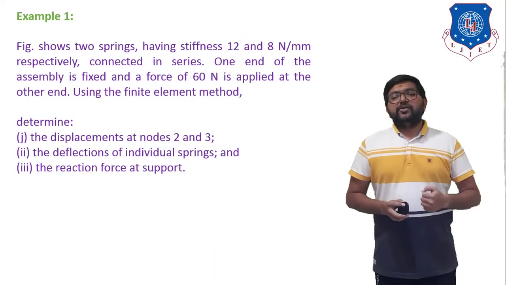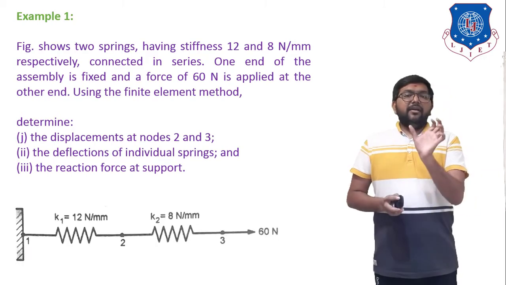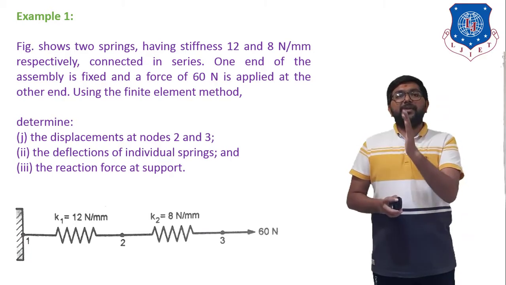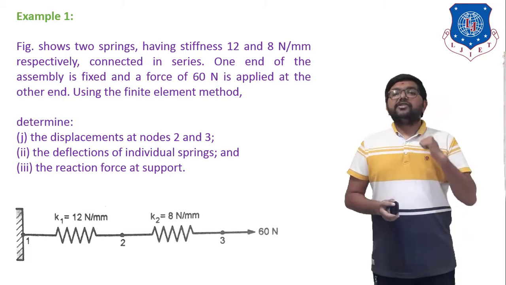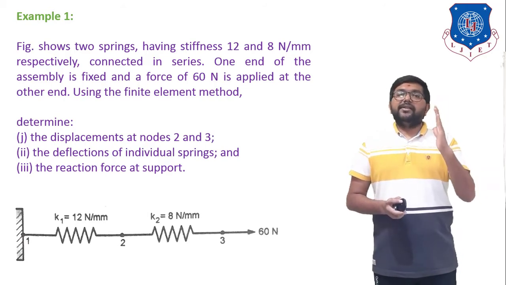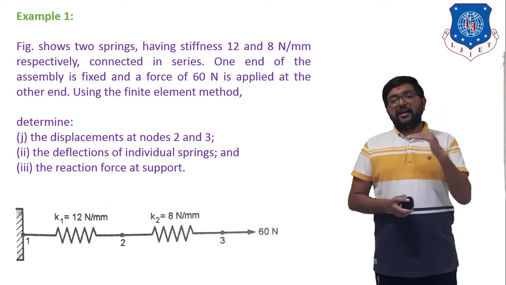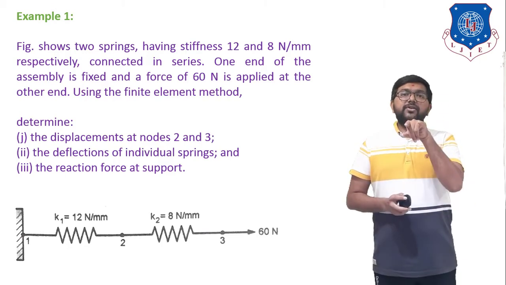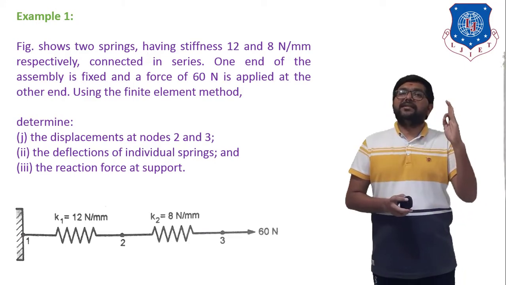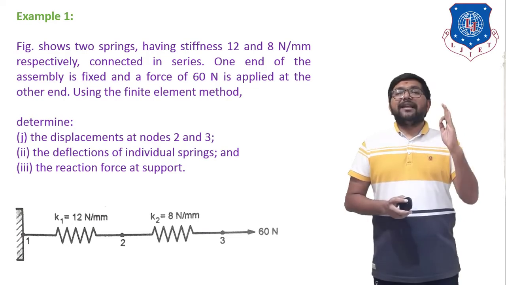So that is the first numerical. In this numerical one figure is given. In that figure two springs are mounted in series, and on the second spring we apply a force of 60 newtons. Clear? And the first end of the spring is fixed. That means when we apply 60 newton force on the second spring, both springs are deflected, and the first end of the spring is fixed. That's why the deflection at node 1 we consider as 0.